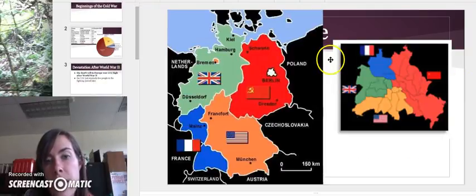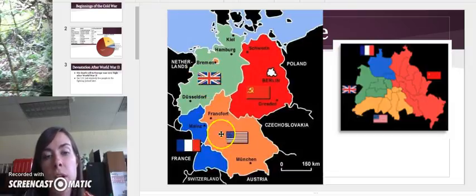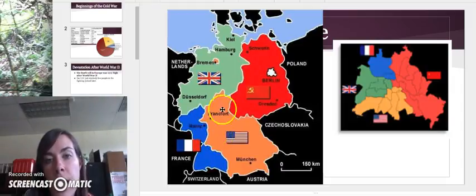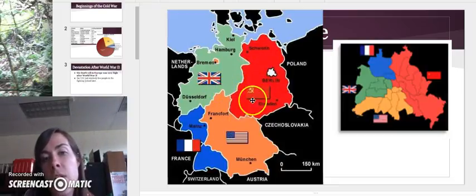So here we see, in this map here, all of Germany. Everything in green, red, blue, and orange. That's the entire country of Germany, okay? And so it's important to remember that Great Britain, France, and the United States are really good friends, and so they're going to end up combining their part of West Germany, okay? And the red part, controlled by the Soviet Union, doesn't really get along with these three, and so they're going to keep East Germany to themselves, okay?